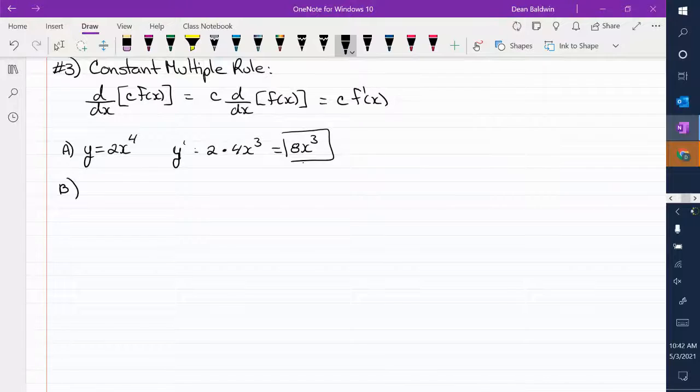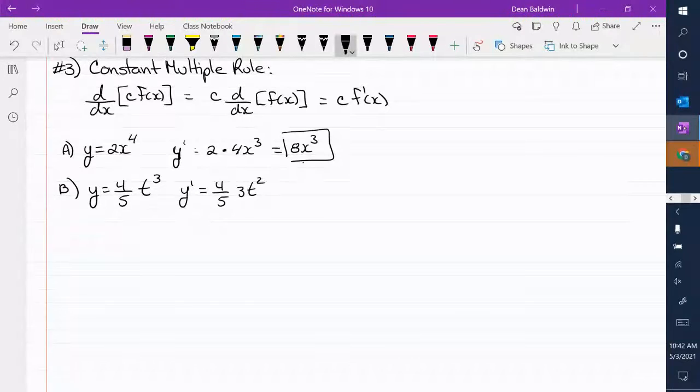B. Four-fifths t cubed, exact same thing. It's a fraction, might look a little different, but it's the same thing. The derivative is going to be, forget about the constant, just rewrite it. Drop the 3 down, take 1 away, so it's 3t squared. And then you can multiply the 4/5 and the 3 to get 12/5 t squared.